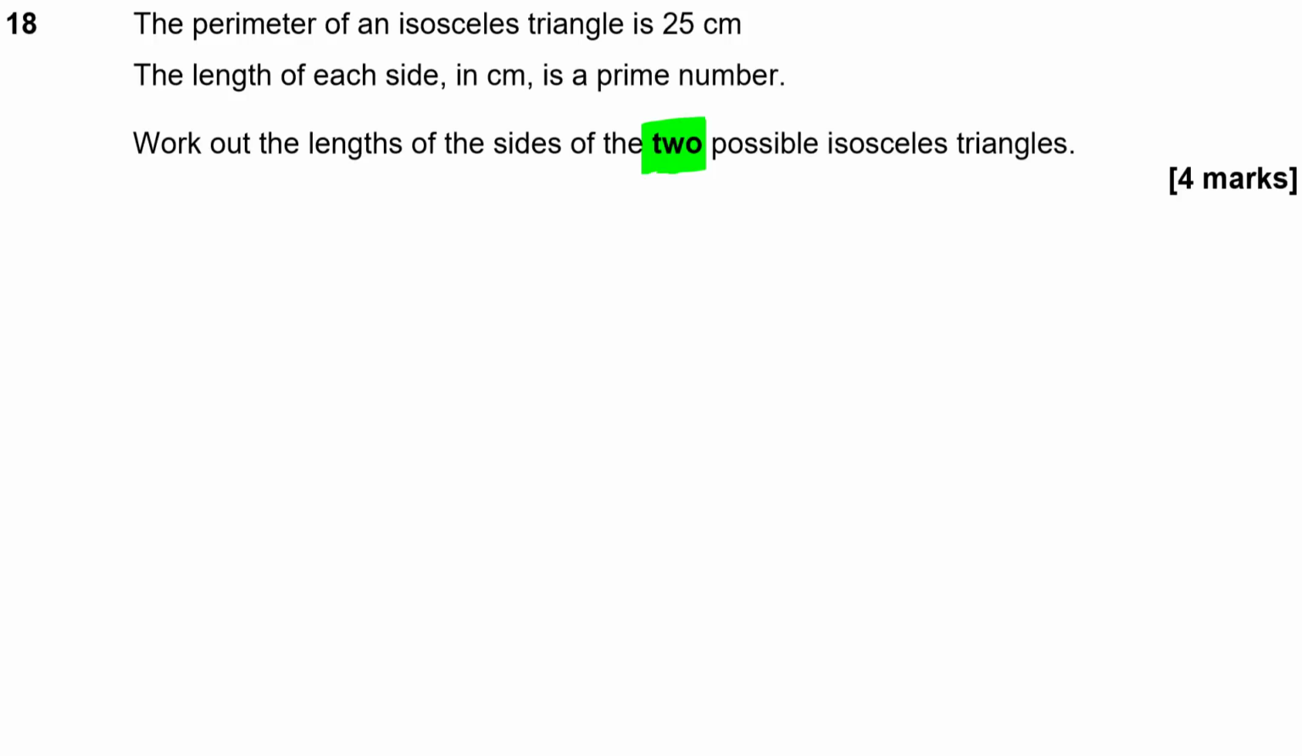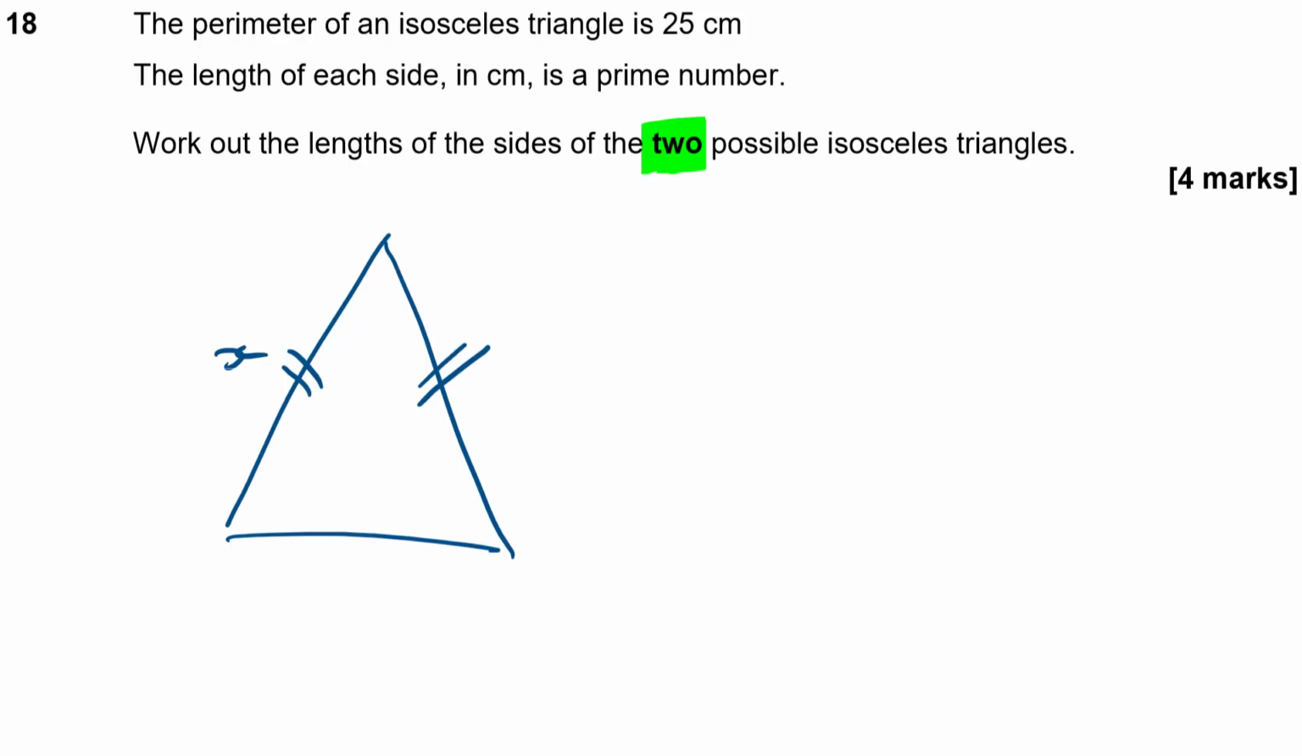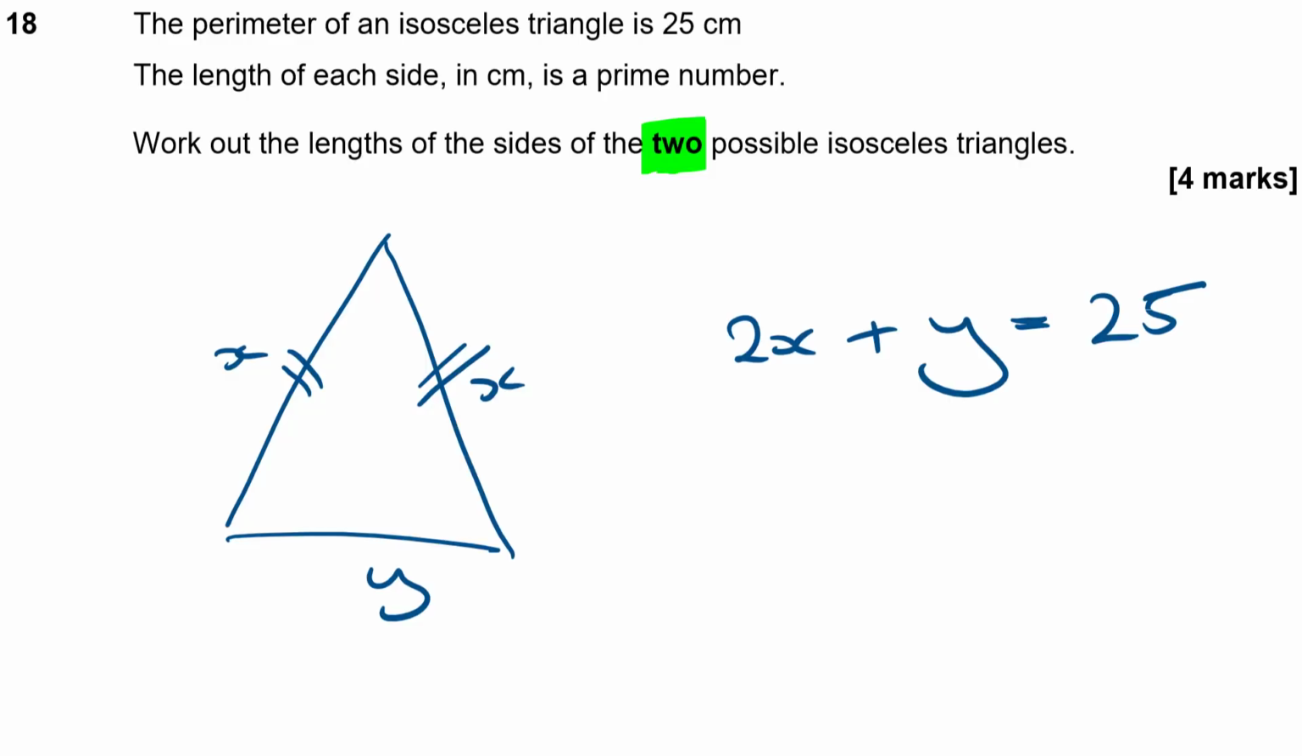Now, what does an isosceles triangle look like? It is a triangle where 2 sides are equal, so that one is equal to that one. Okay, and we're told that the length of each side is a prime number. So they're all primes, and obviously 2 of those numbers are going to be the same, and they add up to 25. So if this one was x, this one would also be x, and this one could be a different number. It could be y. And my 2 x's together plus my y is going to give me my total of 25. We need to then guess which prime numbers they might be.